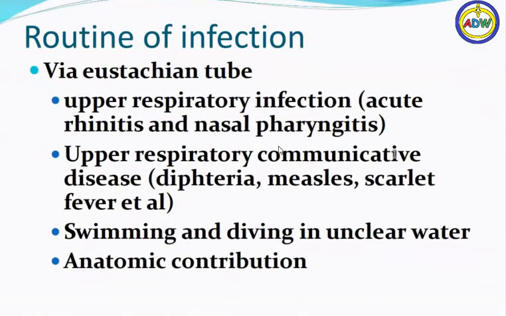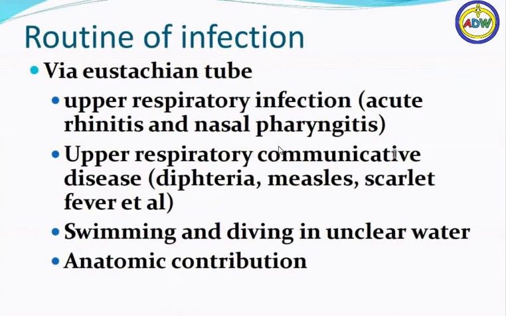Next, routes of infection. Okay, how can infections spread to the middle ear? Of course, first of all, via the eustachian tube. Depending on anatomy, you know that the eustachian tube communicates with the nasopharynx, opening on the lateral wall of the nasopharynx, behind the inferior turbinate, 1 centimeter away from the posterior end of the inferior concha.